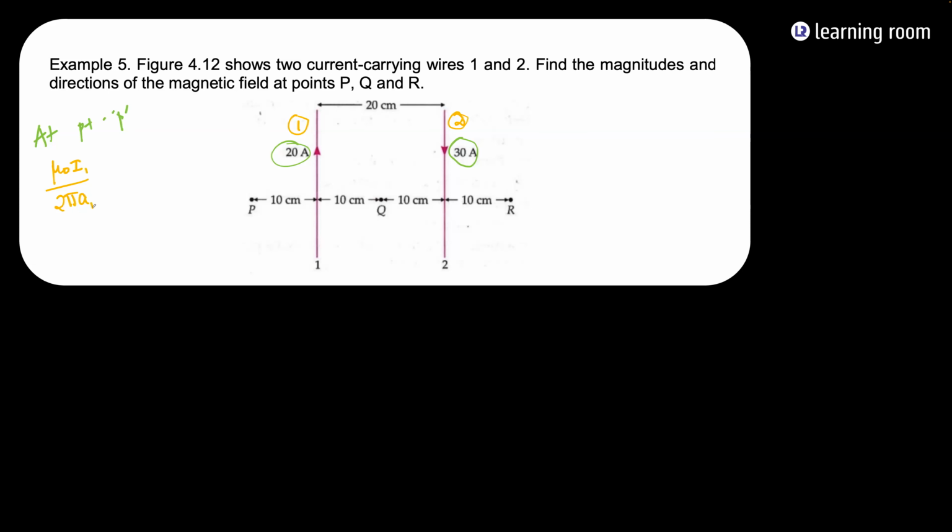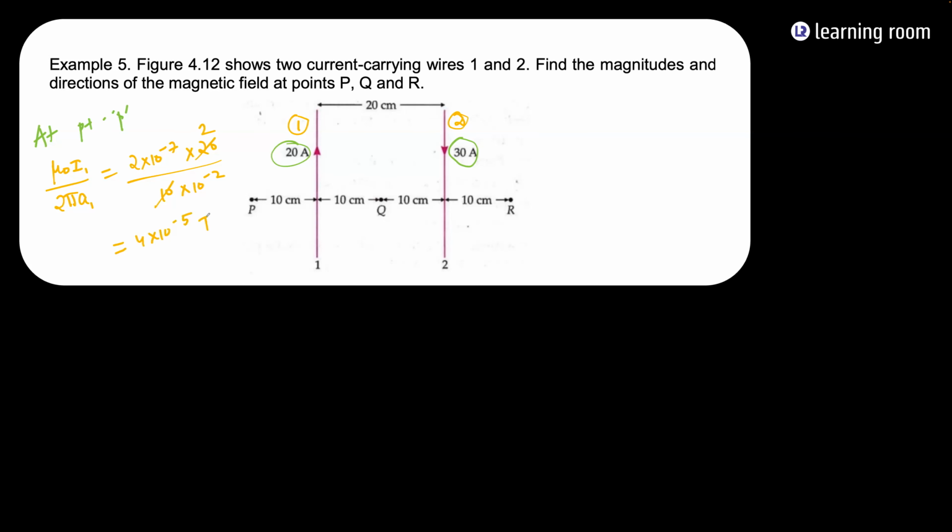That will be I1 A1. So this value is going to be 2 into 10 power minus 7 into, what is the value of I1? 20 divided by what is the distance? 10 into 10 power minus 2. So this will cancel this twice. Answer will be 4 into 10 power minus 5 Tesla.